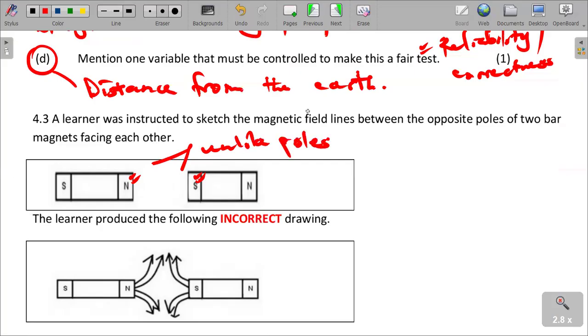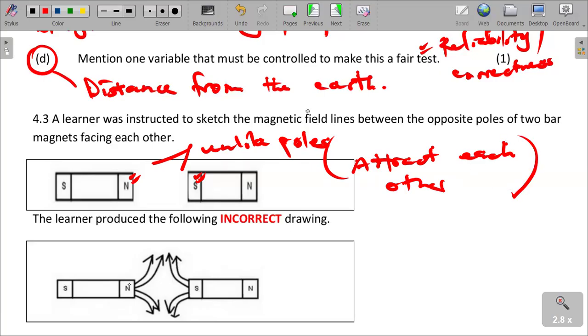So what do unlike poles do? Unlike poles attract each other. That is one key thing that we should understand before we do anything.